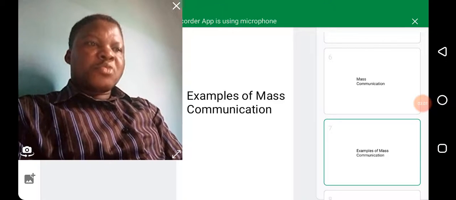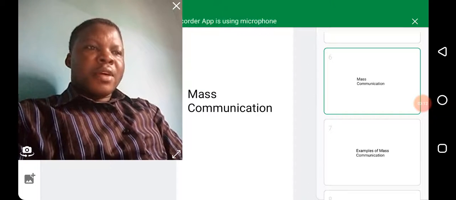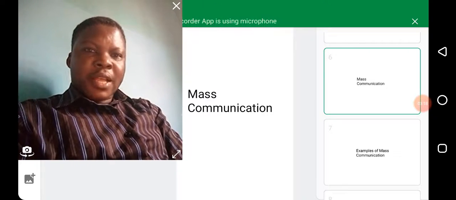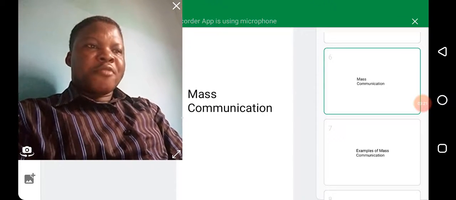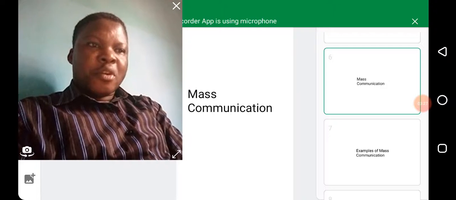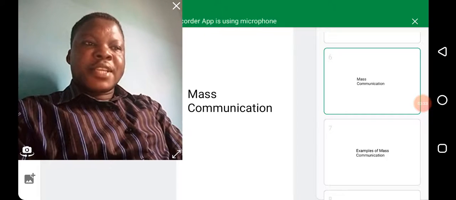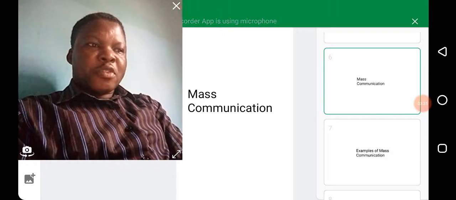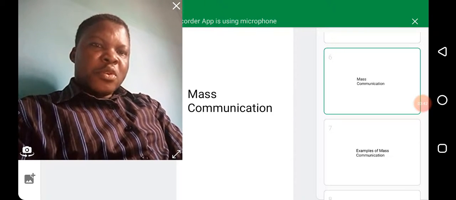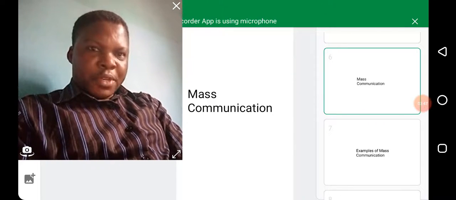Now, we have what we call mass communication. The methods of communication mentioned previously, that is telephone and email, usually involve communication among few people. However, we can also communicate with many people at the same time. And this method of communication is called mass communication.